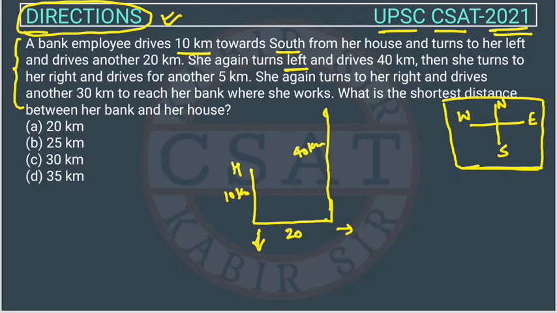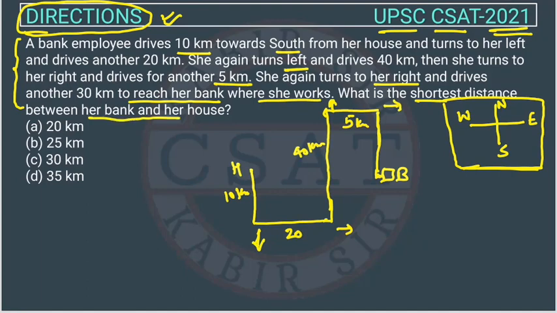Then she turned to her right. So now she is facing this side. The right turn will be this side, and she drives another 5 kilometers. She again turns to her right. She is facing this side, so she is again taking a right turn. The right turn will be this side, and she drives another 30 kilometers to reach her bank. So this is the bank where she works. So what is the shortest distance between her bank and her house?